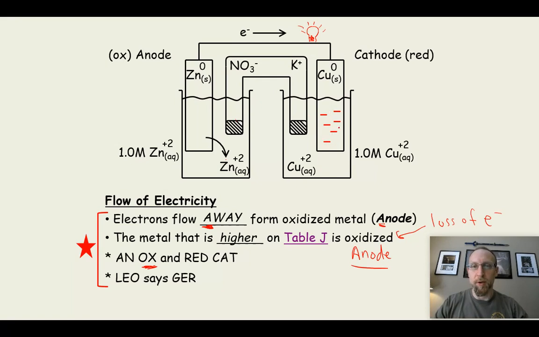All right, so what do these copper ions do? They go, hey, look at all those electrons.